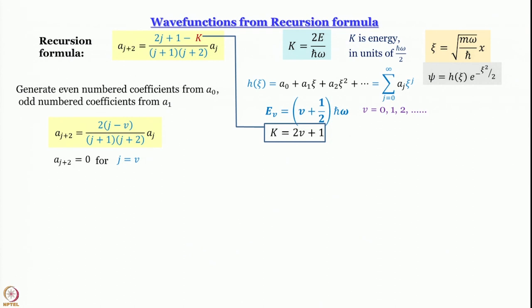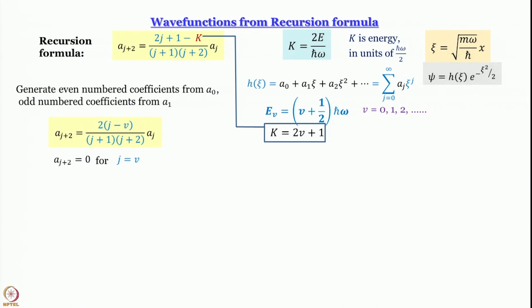What is A_{j+4}? A_{j+4} will also be equal to 0, right? Because whatever you get here will be multiplied by now A_{j+2}. What will be A_{j+6}, A_{j+8}, 10, 12, everything will be 0, which means that j equal to v is what defines the upper limit of j. j max is equal to v.